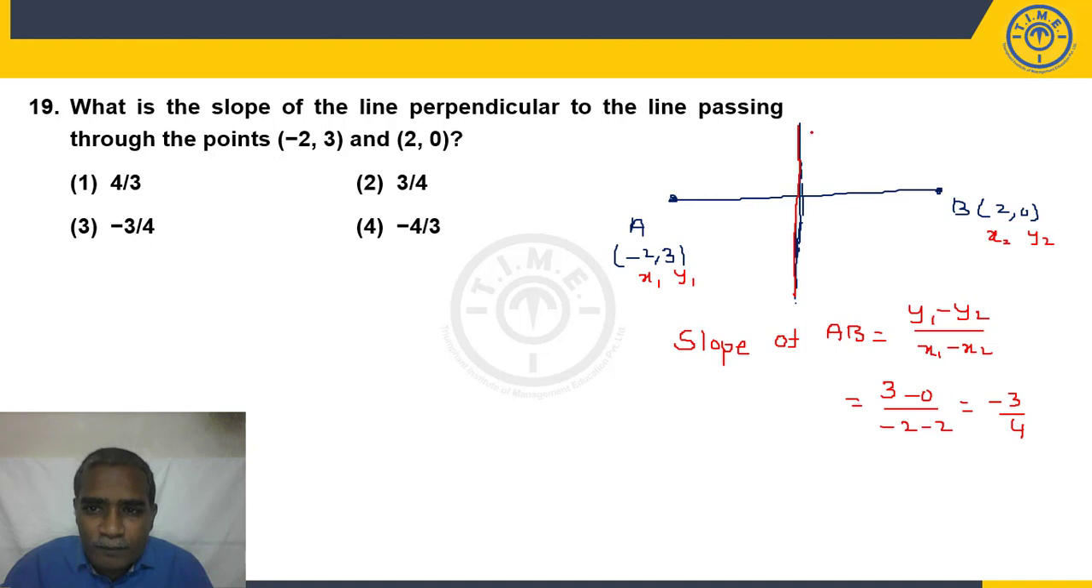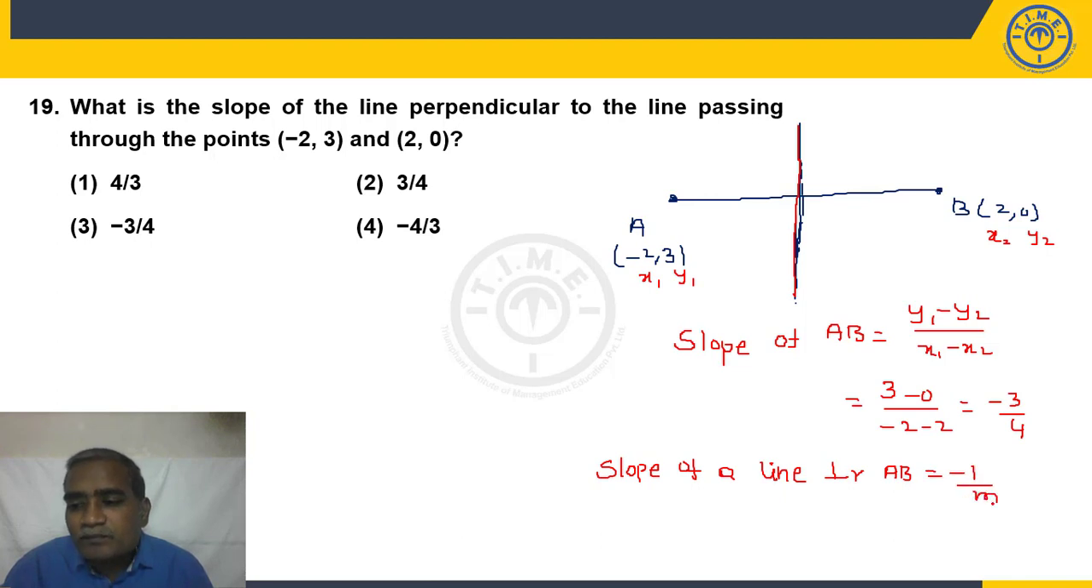But I want the slope of the line perpendicular to AB. So the slope of a line perpendicular to AB is equal to minus 1 by m. That is minus 1 by minus 3 by 4. That is equal to how much? 4 by 3. Okay. Why?